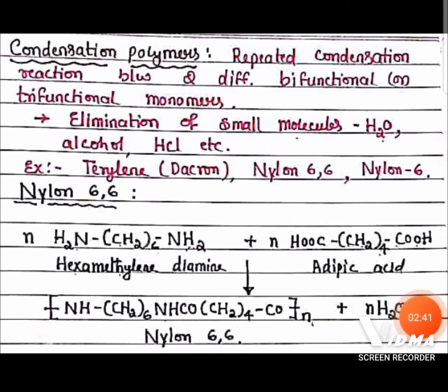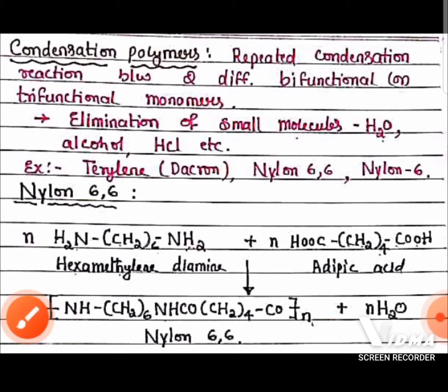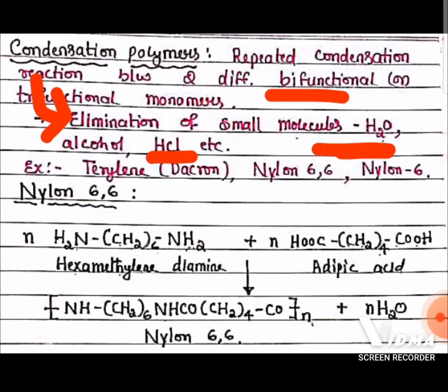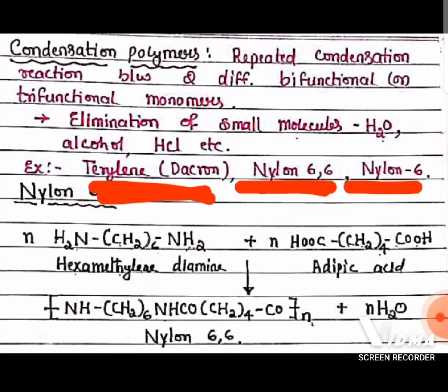Then condensation polymers: here there is a repeated condensation between two different bifunctional or trifunctional monomers. And one important thing you have to remember is that there is an elimination of small molecules like water, HCl, alcohol, etc. The best examples are nylon 6,6, Dacron, also called terylene, and nylon 6. They are examples of condensation polymers.